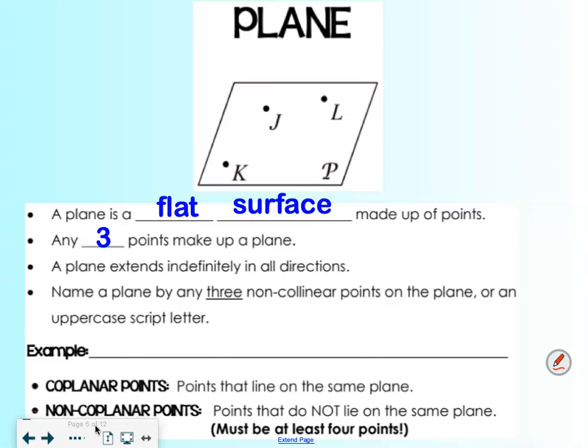Yes, sir. Why are the dots in the middle? Those are your 3 points. So you need at least 3 points to make up a plane. That's a great question. Because we have to use those points to name a plane. We'll talk about that now.